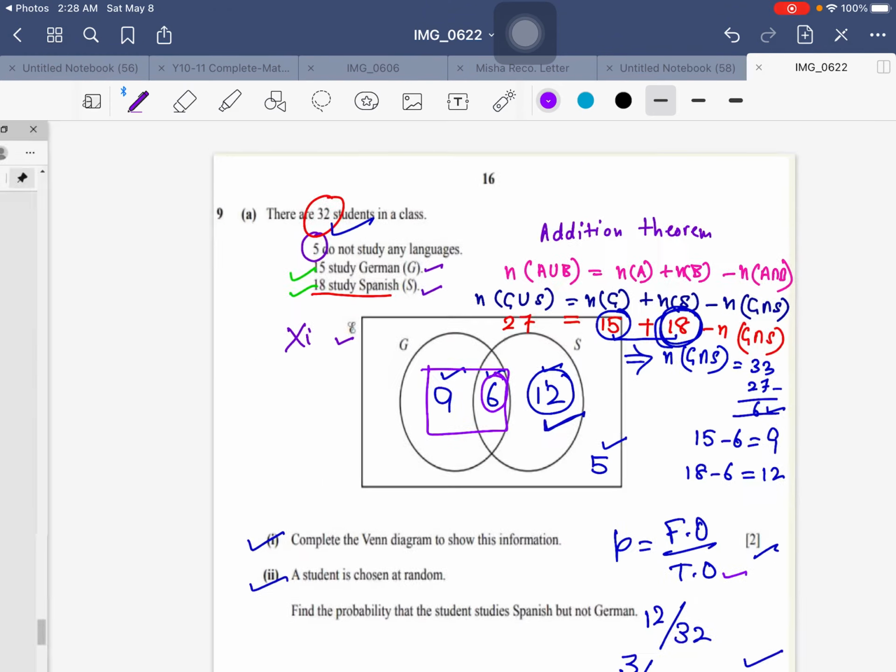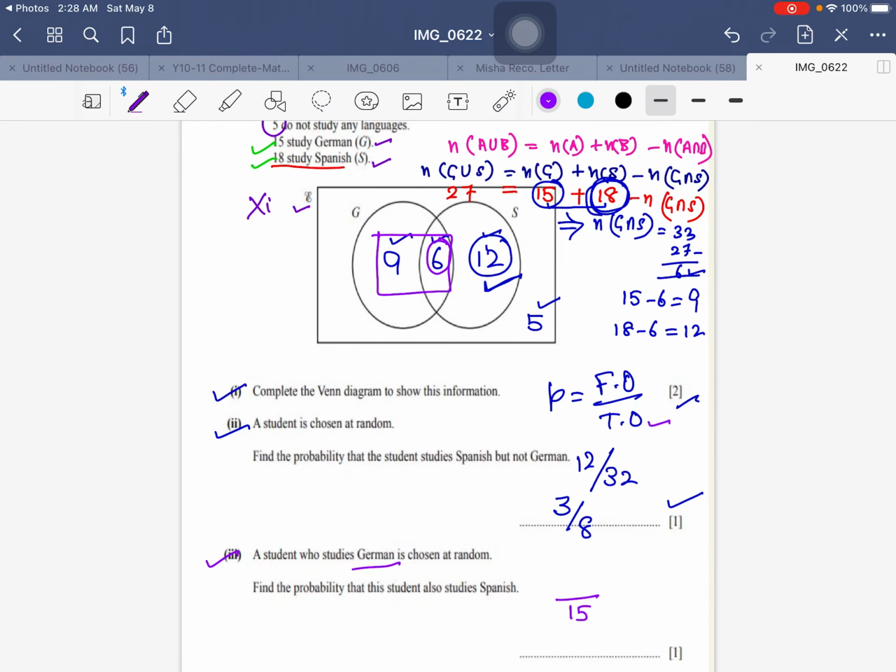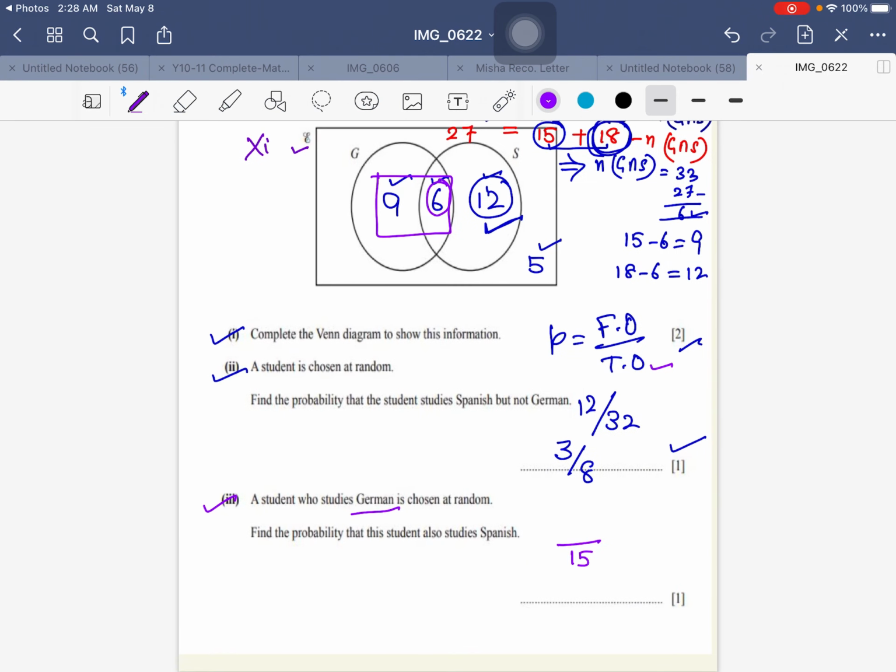There are six people learning Spanish also who are learning German. So 6 are the favorable outcomes. 15 are the total outcomes. So by the definition of probability, the required probability is 6 by 15. After cancellation, 2 by 5. Done. 1 mark.